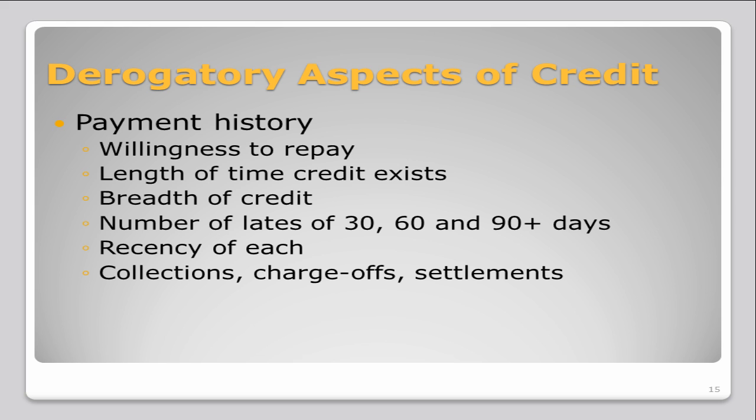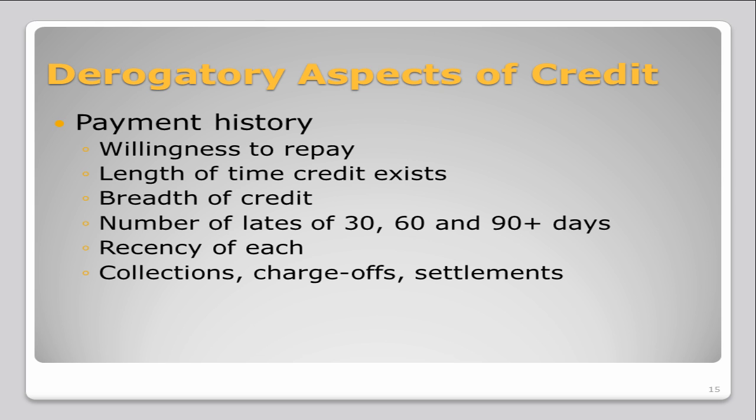When we talk about derogatory aspects of credit and we talk about the payment history, well, it looks like I covered some of this already. So we talked about willingness to repay, the length of time that the credit exists, and the breadth of credit being the number of different accounts that you have. The other thing we need to talk about is the number of lates, the 30, 60, and 90-day lates.